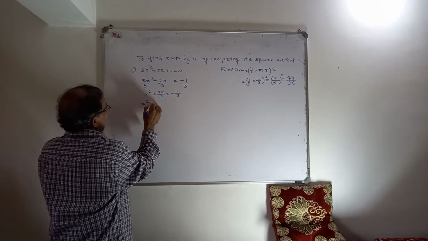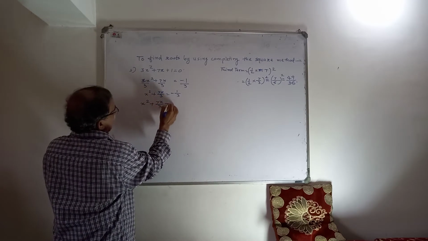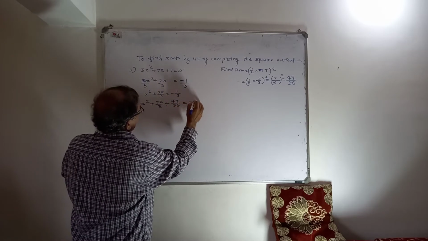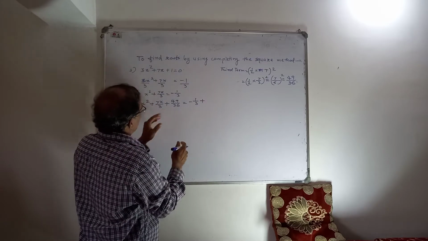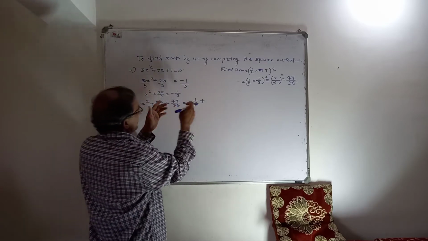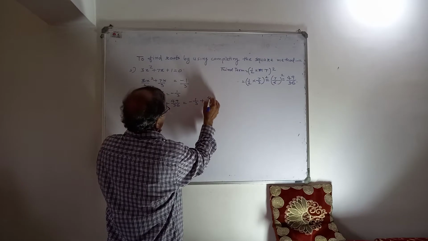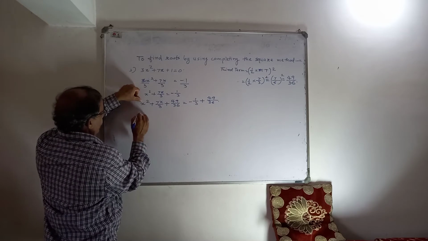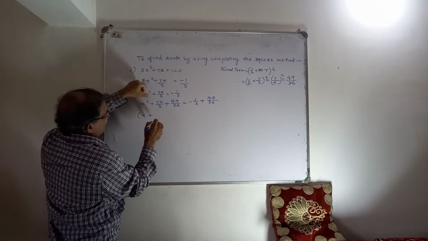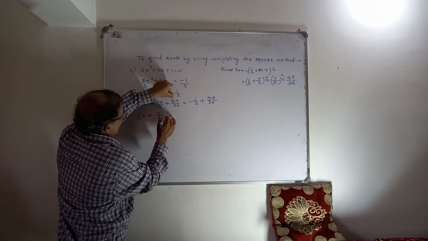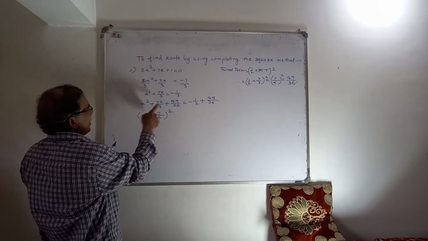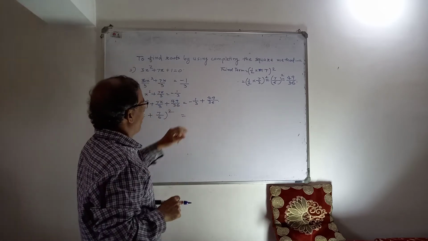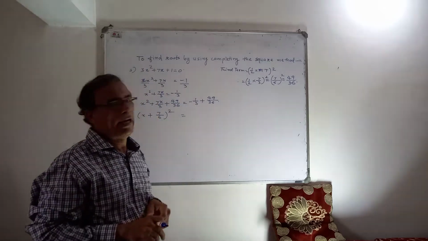So x square plus 7x upon 3 plus 49 upon 36 should be equal to minus 1 upon 3 plus, once you add the third term to the left hand side, immediately add it to the right hand side, 49 by 36. So now this is the whole square of whom? It is x plus 7 by 6 whole square. If you write the expansion of this, you will get these terms. Okay, is equal to.